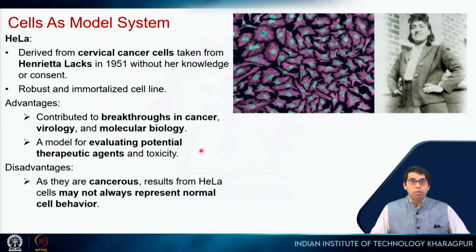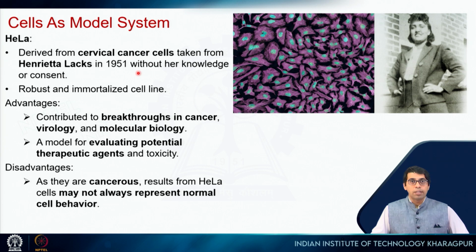Another extremely commonly used cell line is the HeLa cell line. This cell line was derived from the cervical cancer cells of a woman named Henrietta Lacks in 1951. Since it was such a long time back, you can imagine that not many ethical guidelines were in place, so it was actually taken from her without her knowledge or consent.